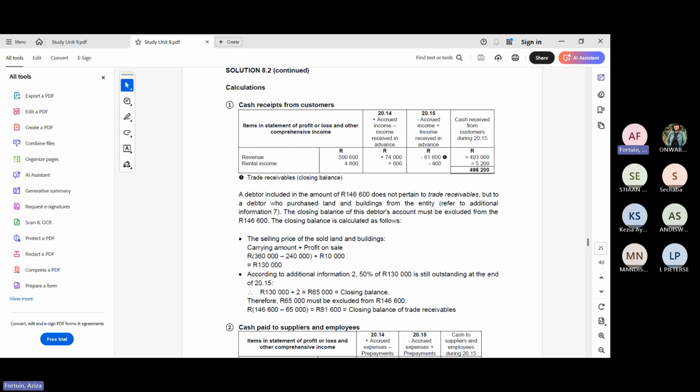What was the balance brought down? The 74,000, right? And the carry down was $146,600? No, it was the 81,000. Where are we getting the 81,000? From this year, the 81,600.